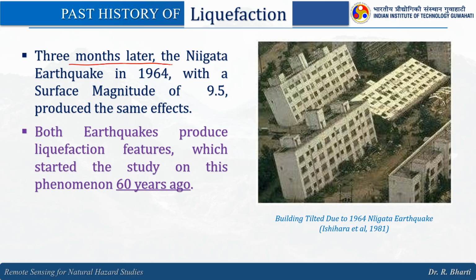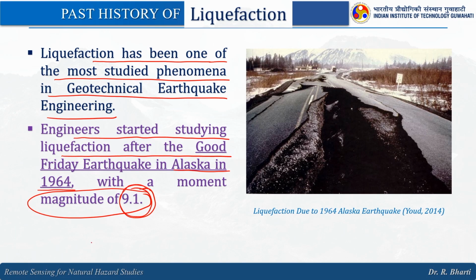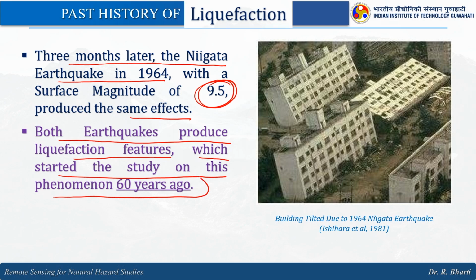Three months later came the Niigata earthquake in 1964, and here the surface magnitude was 9.5, and it produced the same effect, because the earlier one, if you remember, was 9.1, and here it is 9.5. So, almost a similar impact they both had. Both earthquakes produced liquefaction features which started the study of this phenomenon around 60 years ago. So, here you can see some of the real images, and the building tilted due to the 1964 Niigata earthquake, and this is from this particular paper.